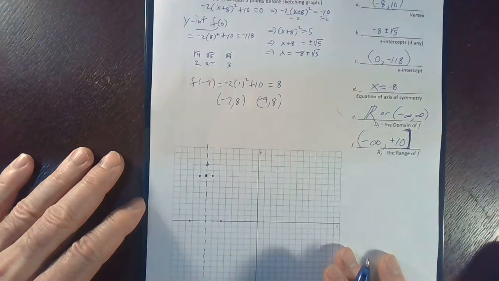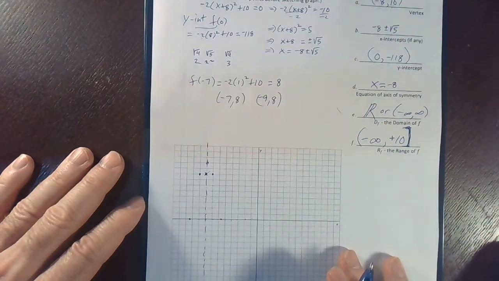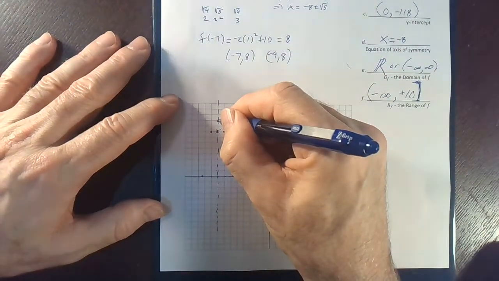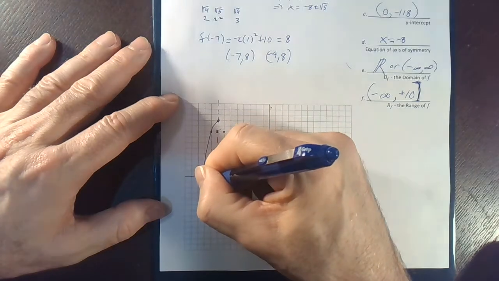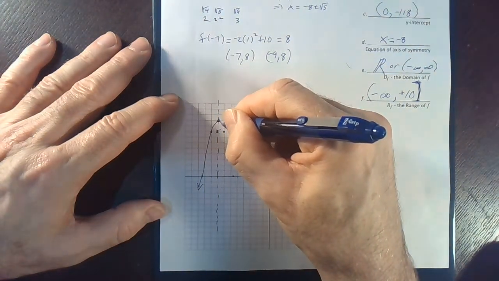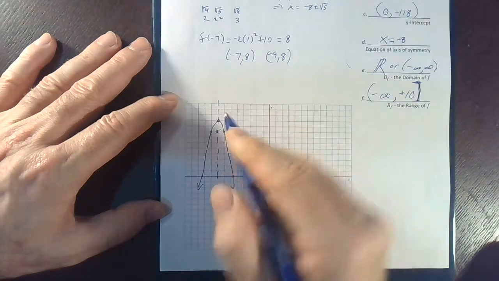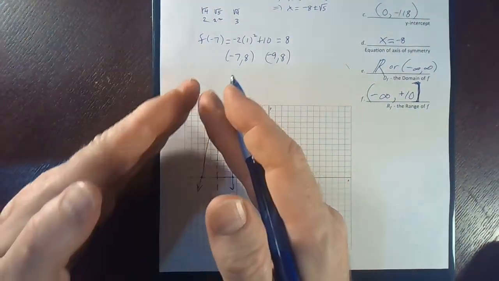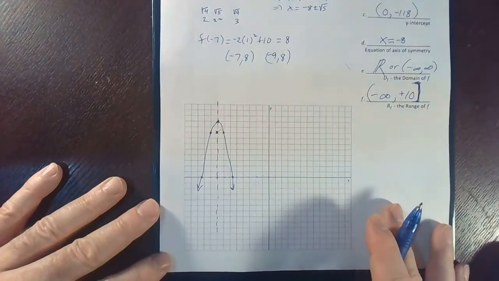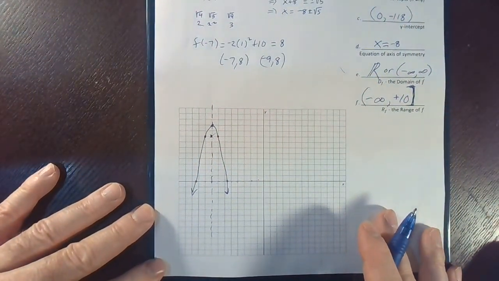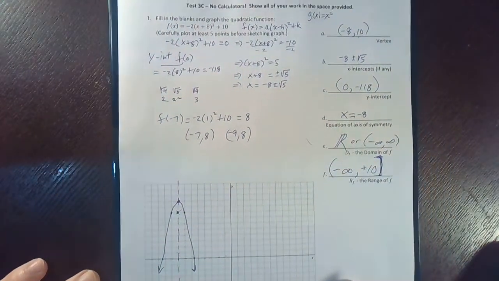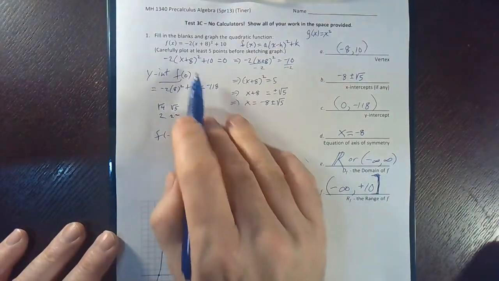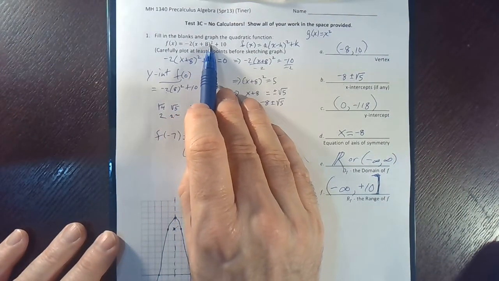Okay, so that's 5 points. So we can go ahead and plot this parabola like this. Remember, it doesn't come up to a point. It's smooth as you pass through this point right here. It doesn't come up to a sharp point. All right, so that is the parabola, and this was all of the questions answered for f of x equals negative 2 times x plus 8 quantity squared plus 10.